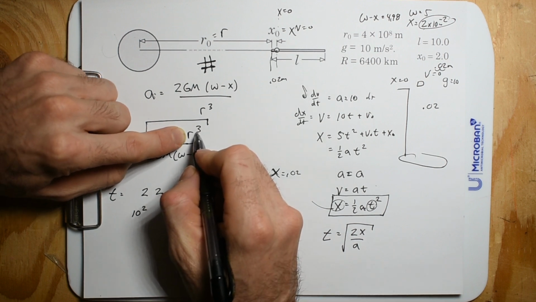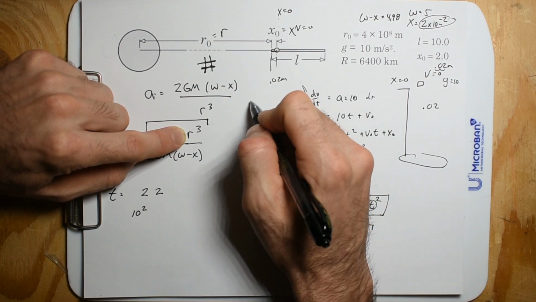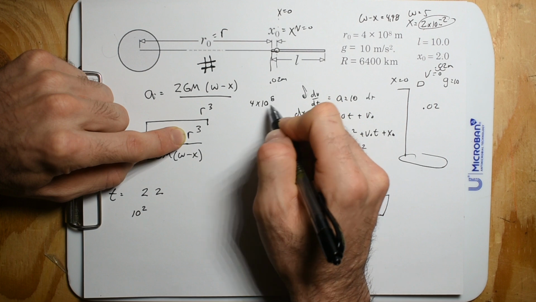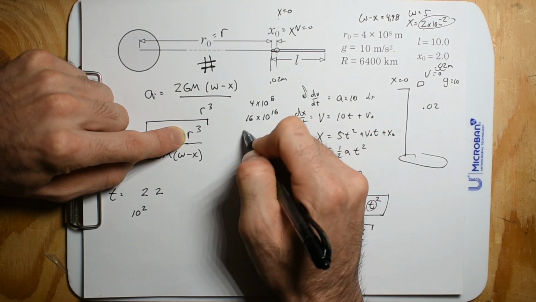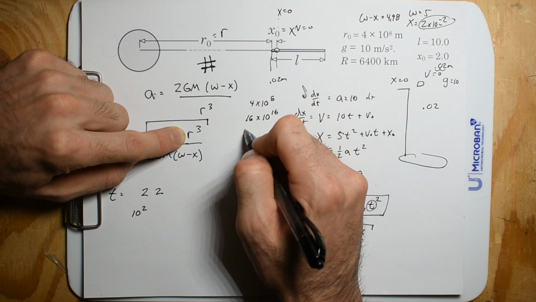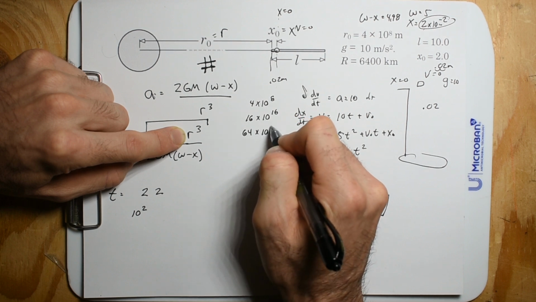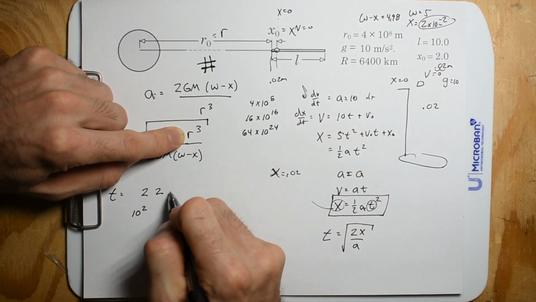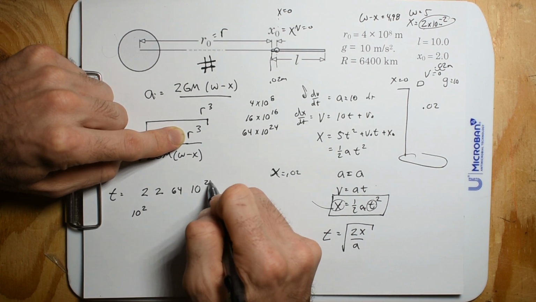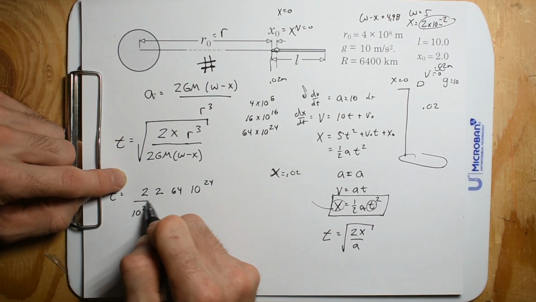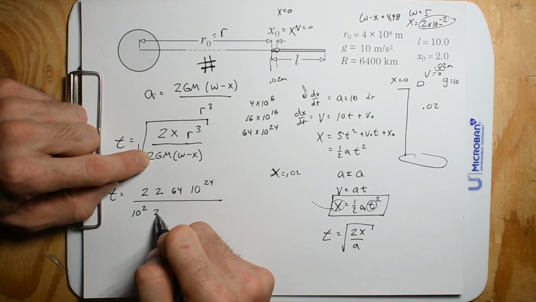Now this r cubed term, we said r was 4 times 10 to the 8. Squared is 16 times 10 to the 16, and then cubed is going to be 64 times 10 to the 24. So there we go, we're going to have 64, and then 10 to the 24. All right, sweet. And then we're going to have a 2 right here.